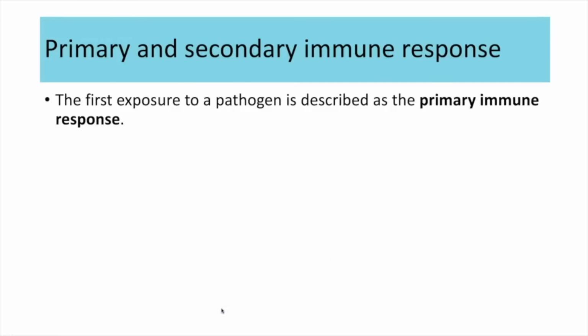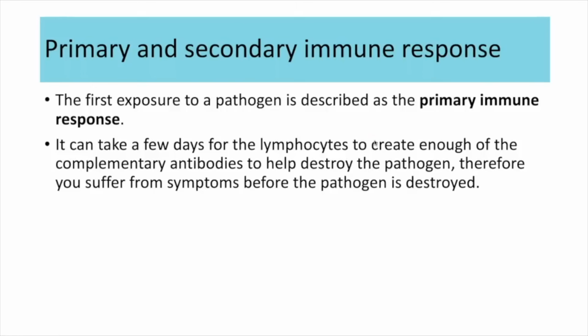So if we think about this primary and secondary immune response in a bit more detail, the primary response is your first exposure to a pathogen. And because it's the first time you've been exposed, you don't have any memory B cells.